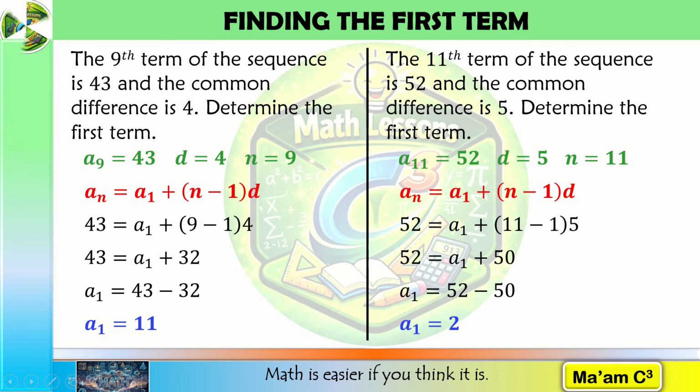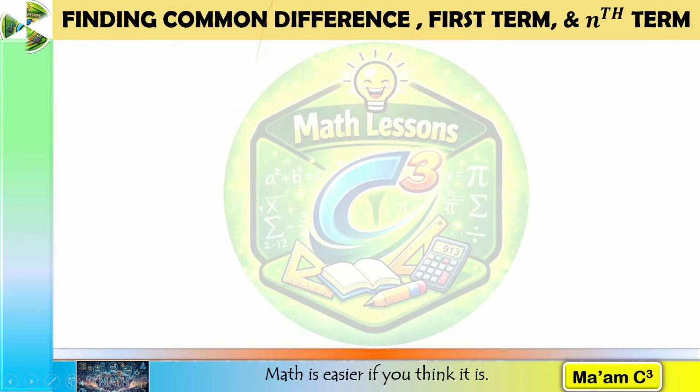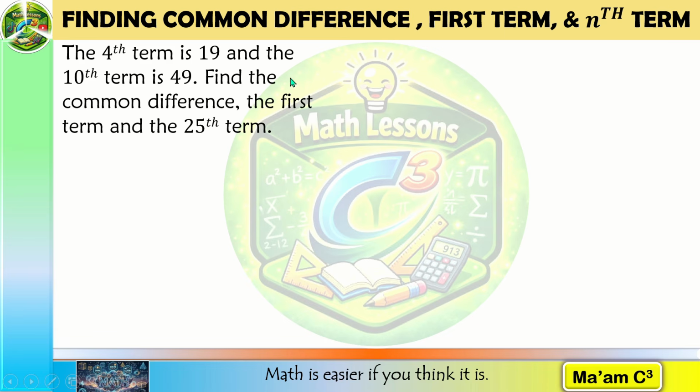Let's have some more examples. This time, let's find the common difference, the first term and the nth term. The fourth term is 19, and the 10th term is 49. Find the common difference, the first term and the 25th term. We only have two given here. The fourth term is 19, so a sub 4 is 19. And the 10th term is 49, so a sub 10 is 49.